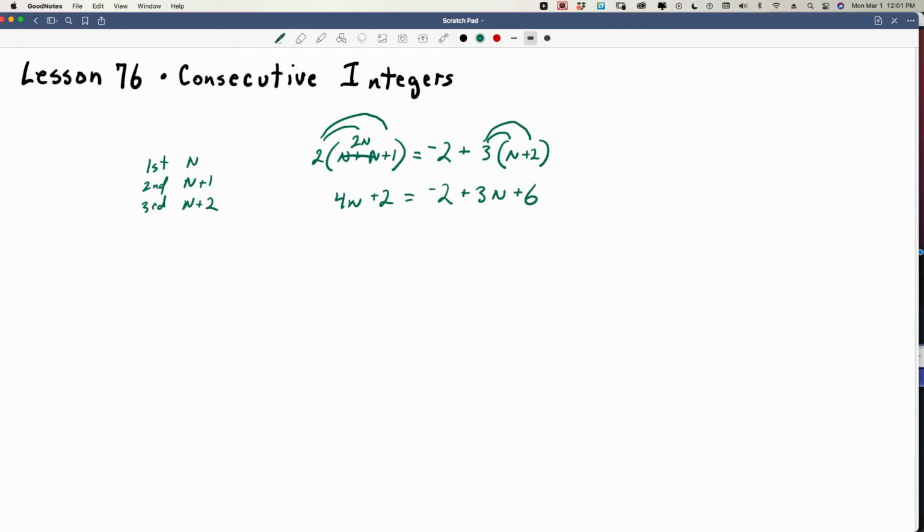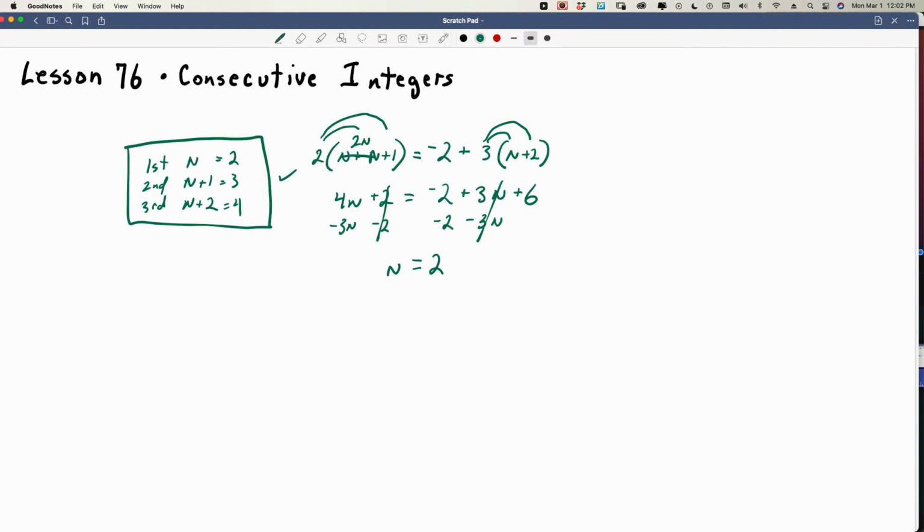Now we swim our fish, and we are going to subtract 2 from this side and subtract 3n from this side. All right, so that cancels, that cancels. So now we are left with n, because 4 minus 3 is 1, equals, we have negative 2, and negative 2 is negative 4, plus 6 is going to be 2. So n is 2. So the first number is 2, 3, and 4 for the third, and that is our answer.